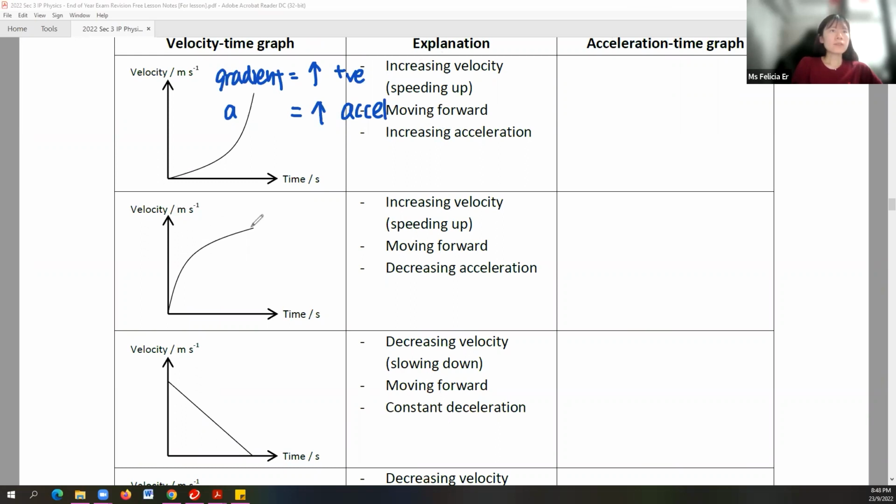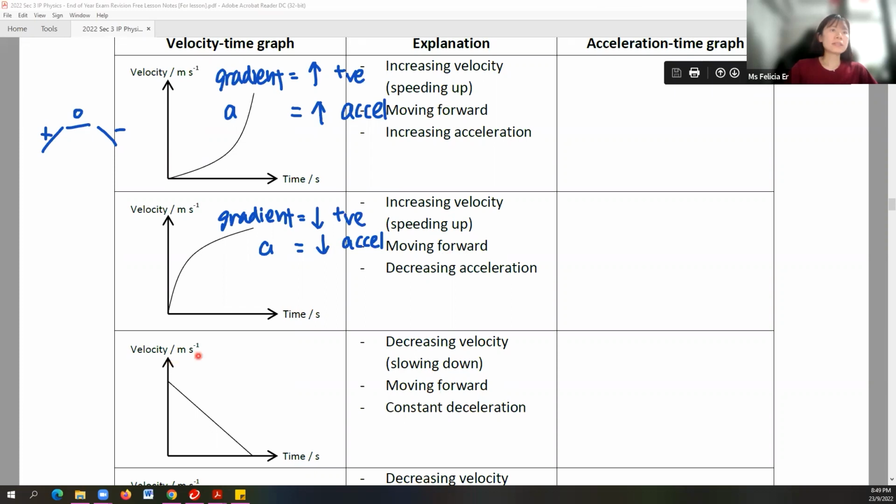Next one, for this graph, same thing, you look at the gradient. The gradient is decreasing, right? Because it's becoming 0. Then it is upward sloping, and upward in math is always positive. So in this case, looking at the legend, positive gradient means acceleration. That means now, what happened to the acceleration? It is a decreasing acceleration. Can you see it over here? So the answer is decreasing acceleration.